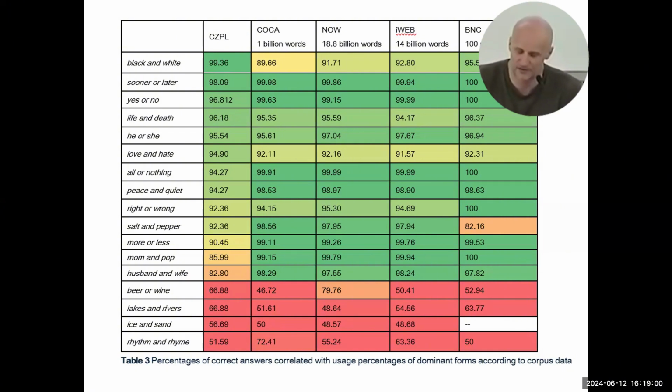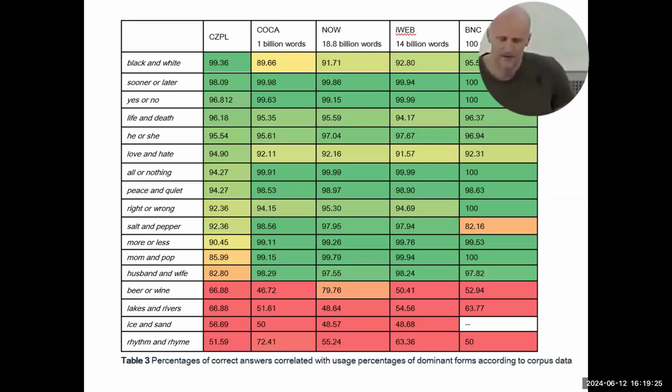Okay, so they exist, they are visible in the corpora, but because they're not established, their frequencies are very close to 50%. So whether you say beer or wine or beer, it doesn't make any real difference. And what's funny is that those percentages are also found in the results of the experiment, right?